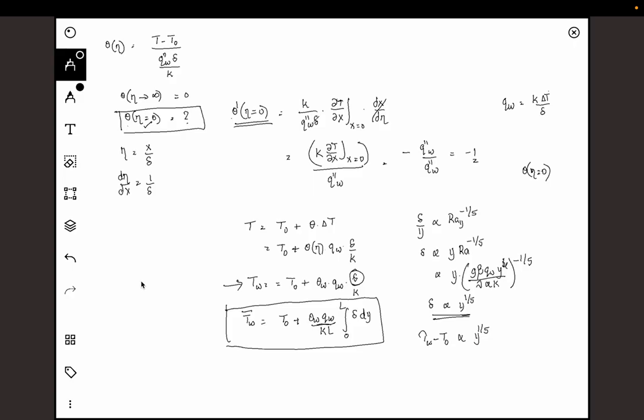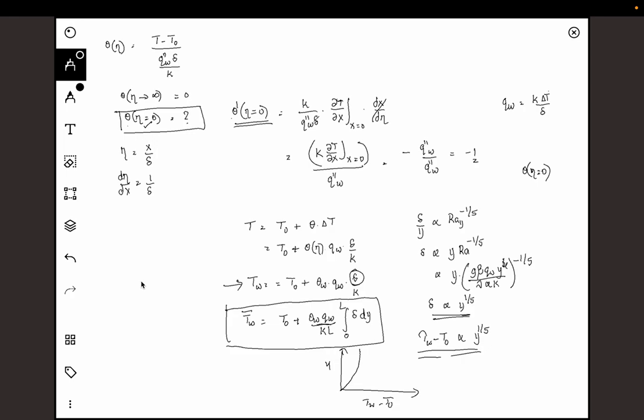So if you plot this function, as y keeps increasing, it will actually saturate. If this is my y and this is TW minus T naught, initially it will be 0, it will keep increasing, and eventually it will become constant. This is how the plot will look for this particular function. You can take the actual values and plot to see how this looks, which you can do in any tool right now. So this is how I computed the mean wall temperature.